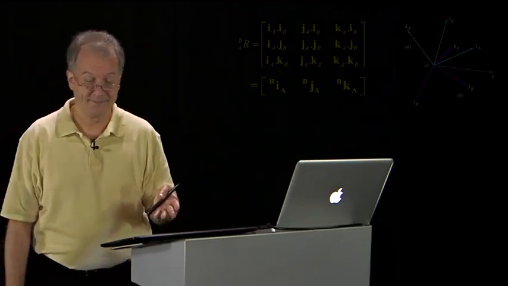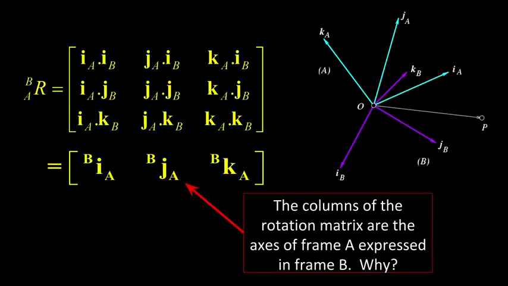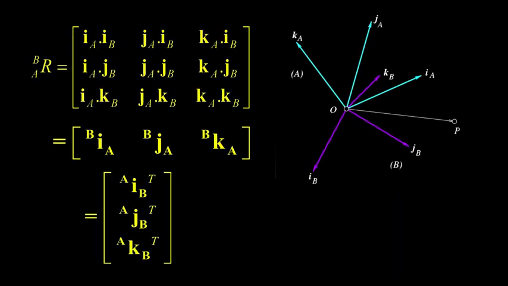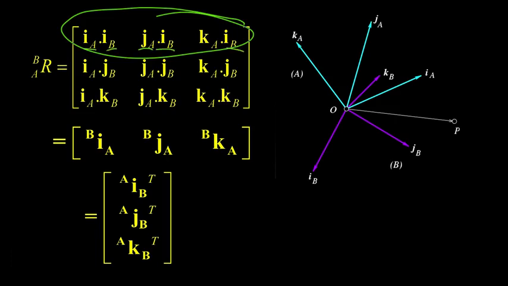Just to remind you, I labeled this that the columns of the rotation matrix are the axes of frame A expressed in frame B. Why? Because we just went through all that showing it to you. By the way, it can also be thought of as the rows are the basis of the B vector expressed in the A frame. So here's I_B in terms of the I component of A, here's I_B in terms of the J, here's I_B in terms of K. If I were to transpose that matrix, making the columns the rows, I would now have, instead of R A B, R B A.